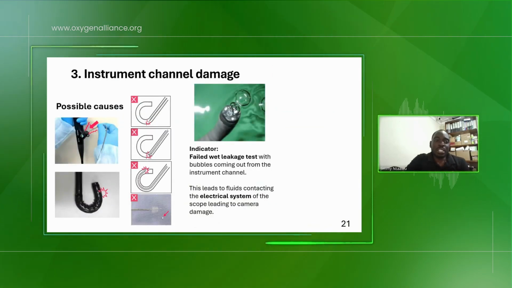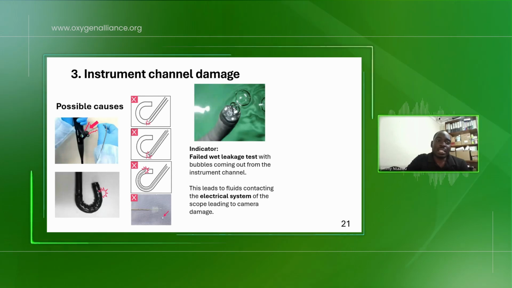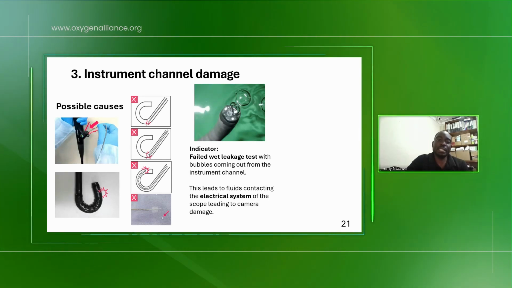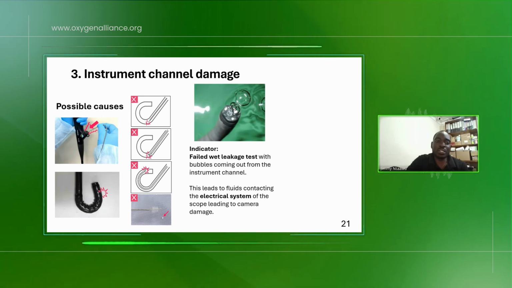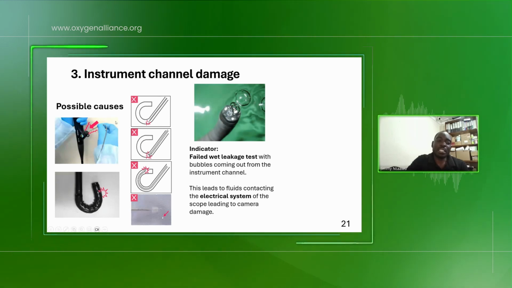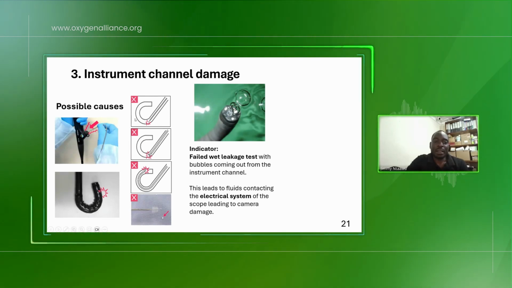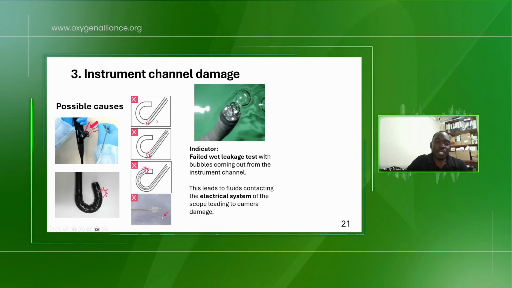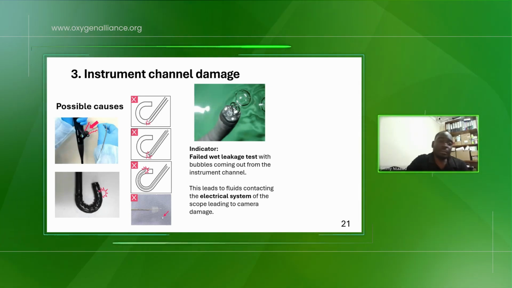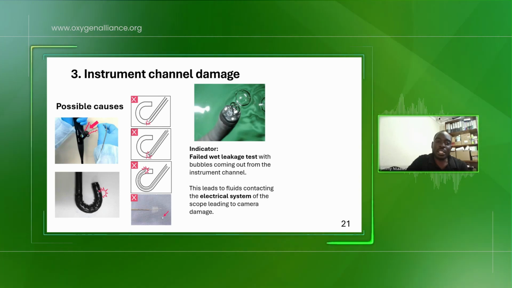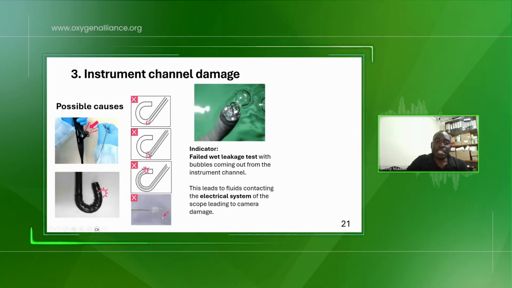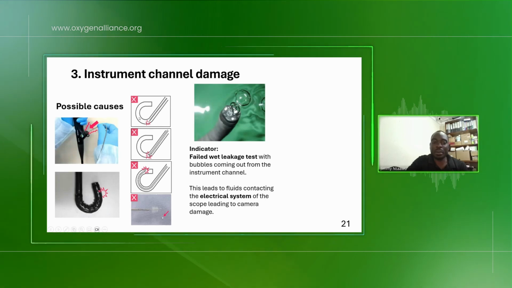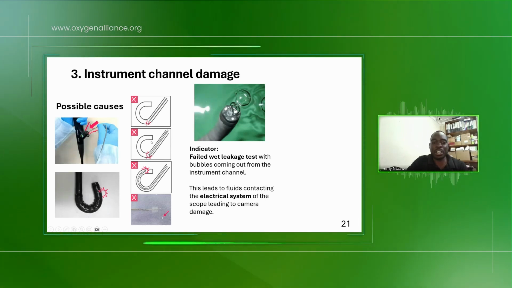Yeah, we have the instrument channel damages. That is, we have damages which are caused in the instrument channel. These are usually by the instruments themselves. What happens, an example number one, is if you open the instrument when you're inside the patient, when you're inside the scope, and it punctures the channel. For example, this is an injection needle. It was opened before it came out of the scope, so it pierced the channel.